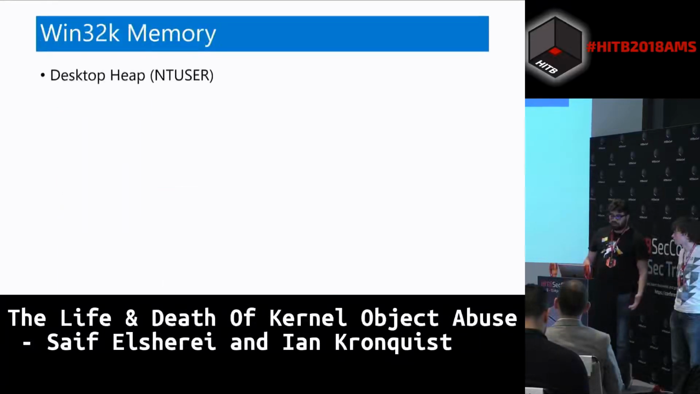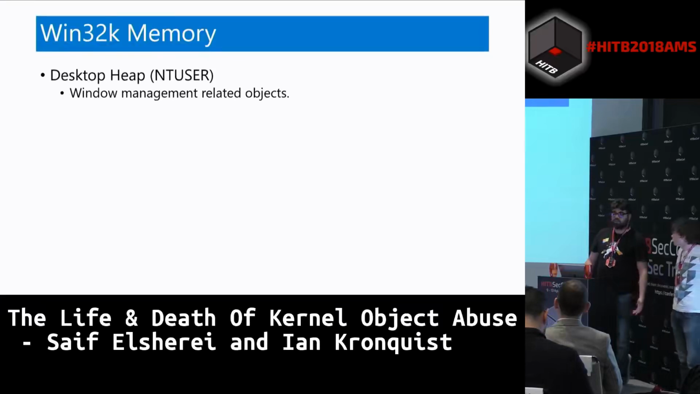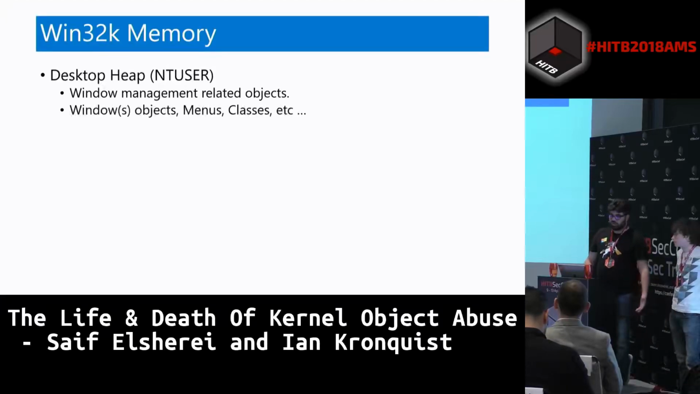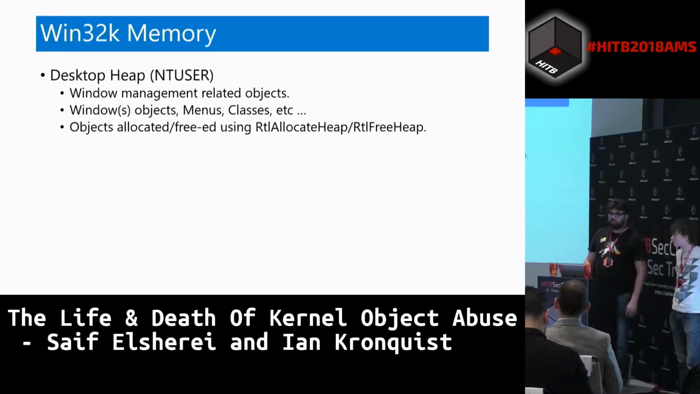So Win32k memory has several types of memory. First is the desktop heap, which contains win32k user objects, or it's dubbed win32k user. It contains window management-related objects. You all know window objects, menus, classes, and such. And objects are allocated and freed using RtlAllocateHeap and RtlFreeHeap.